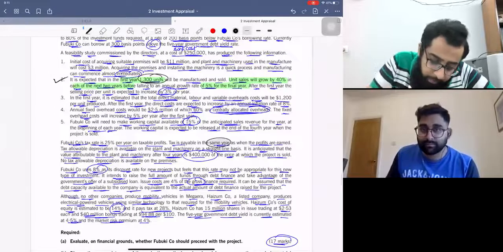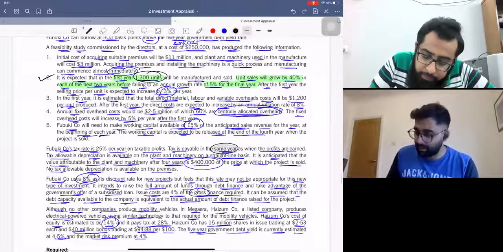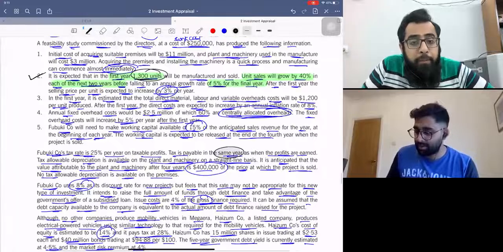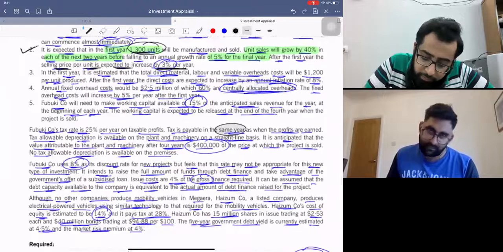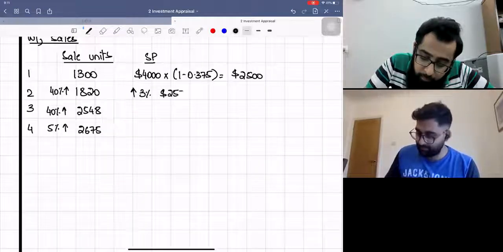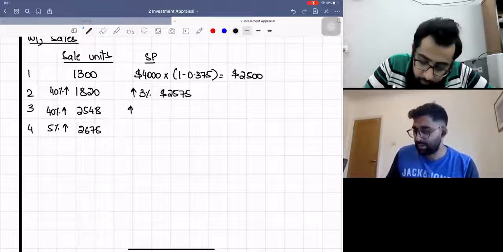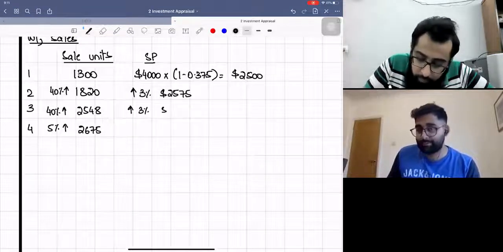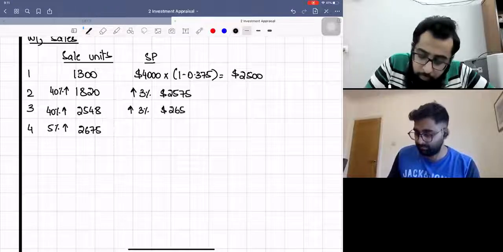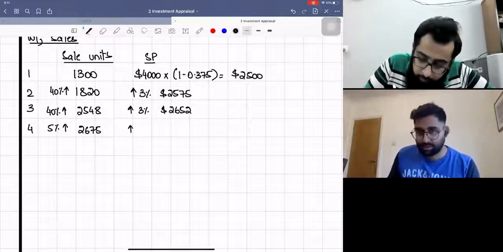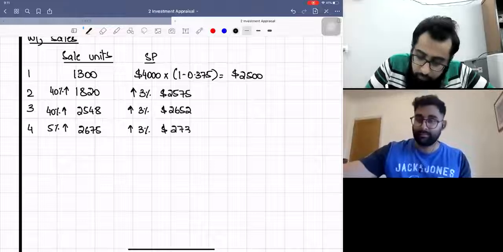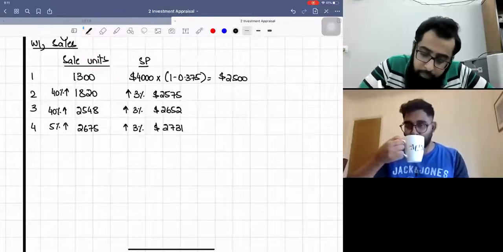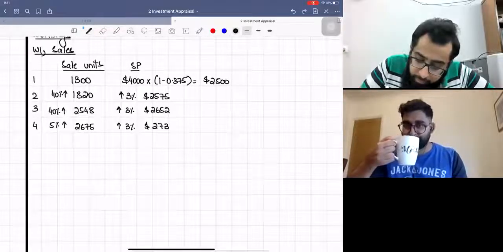Your selling price per unit is expected to increase by 3% per year. So then it's 2,575. Then 2,652. And again, it's 2,732. So now you can get the sales.